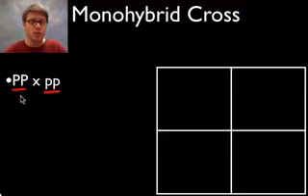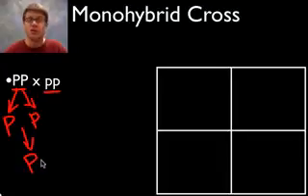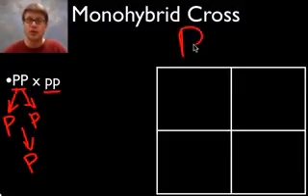In other words, this one could either give a big P or it could give a big P. What does that mean? It can only give one thing. It can only give a big P, or that dominant allele. And so if you're doing a problem like this, you don't even need a big Punnett square. One parent can only contribute big P. So let's look at the other parent.